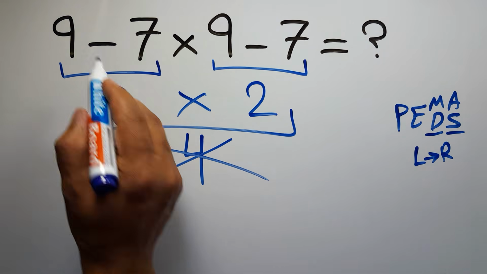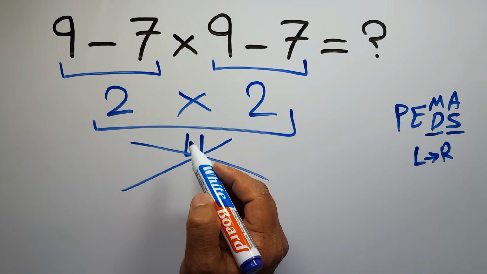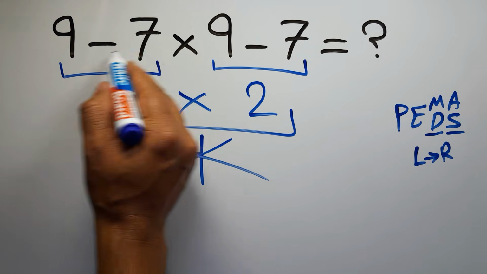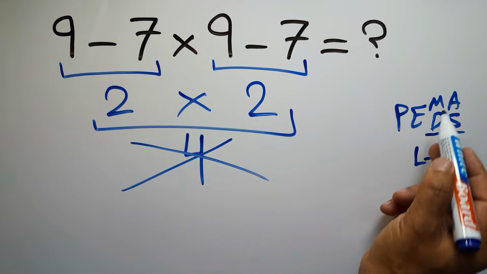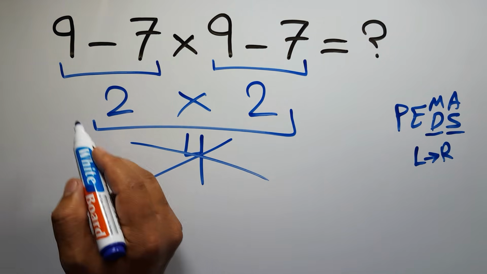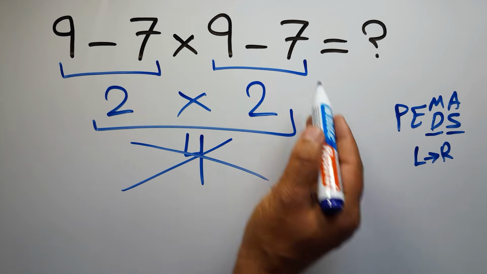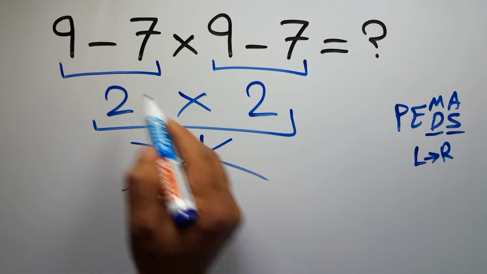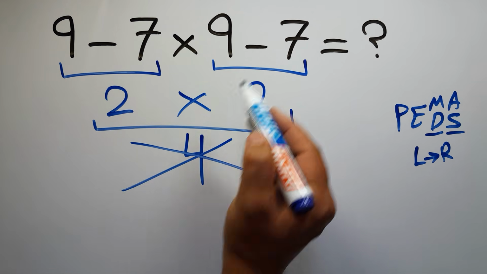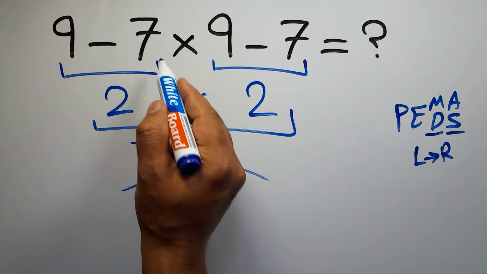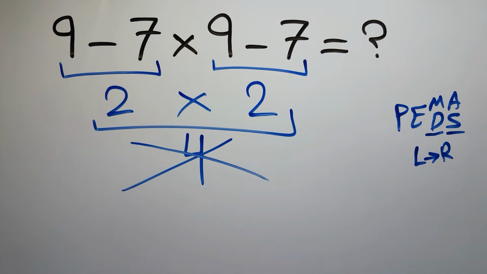In this expression we have two subtractions and one multiplication. According to the PEMDAS, multiplication has higher priority than subtraction because multiplication comes before subtraction. And when we have more than one subtraction in an expression, we have to work from left to right. So therefore, first we have to do this multiplication, then this subtraction, and finally this subtraction. If we do this subtraction or this subtraction before this multiplication, it is wrong.